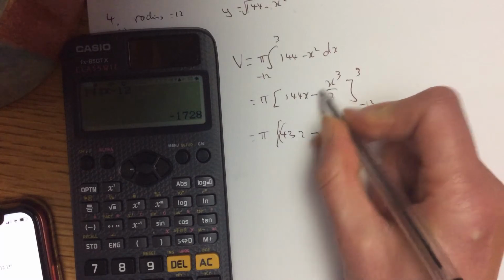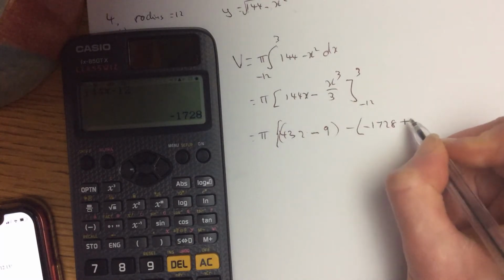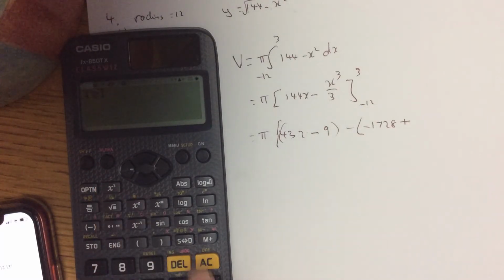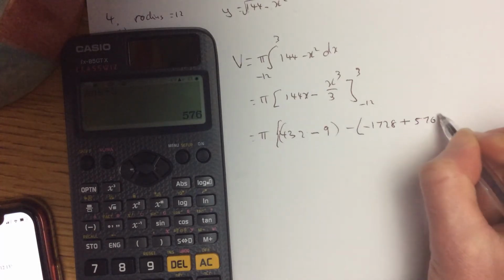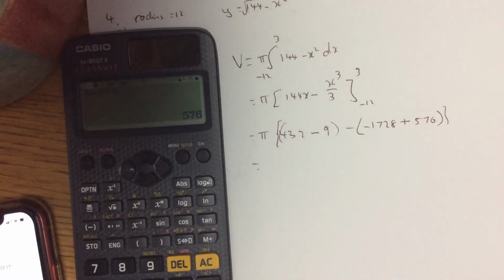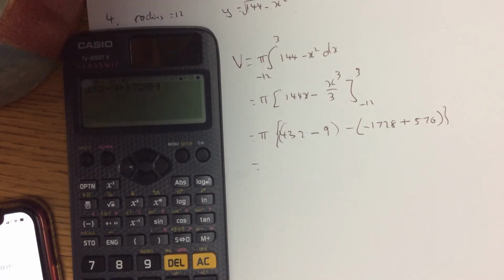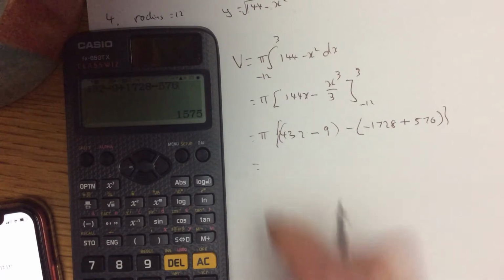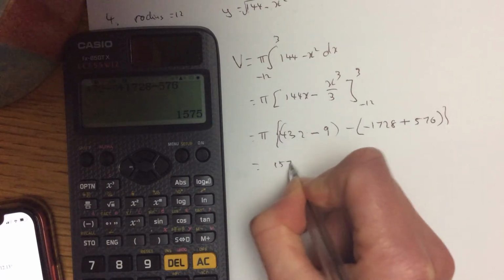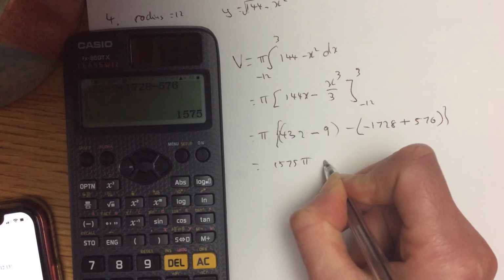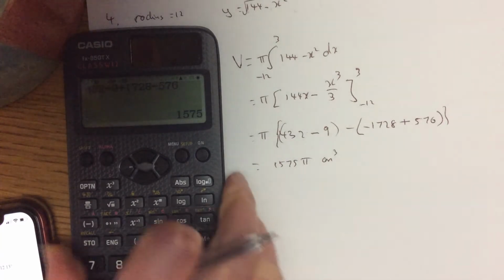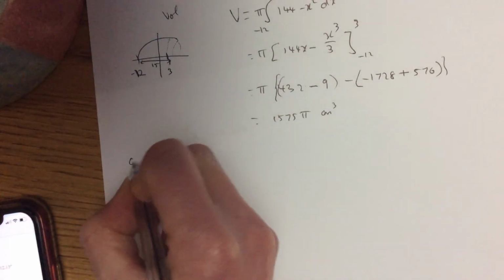A minus cubed is a minus, another minus gives it a positive. So 12 cubed divided by 3 gives me 576. So 432 minus 9, add 1728 minus 576 gives me 1575 pi centimetres cubed. And what is the problem with this?